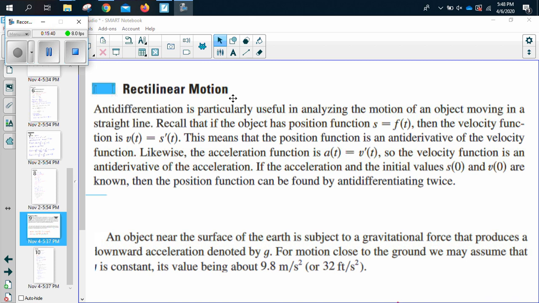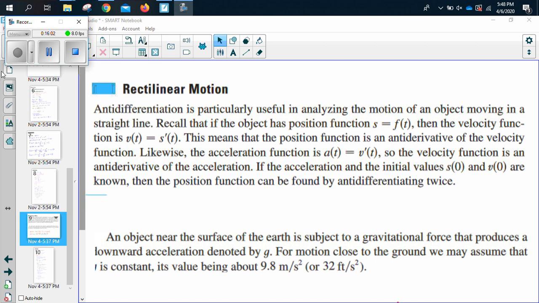Likewise, the acceleration function is a sub t equals v prime of t. So the velocity function is an antiderivative of the acceleration. If the acceleration and the initial values s of 0 and v of 0 are known, then the position function can be found by anti-differentiating twice.